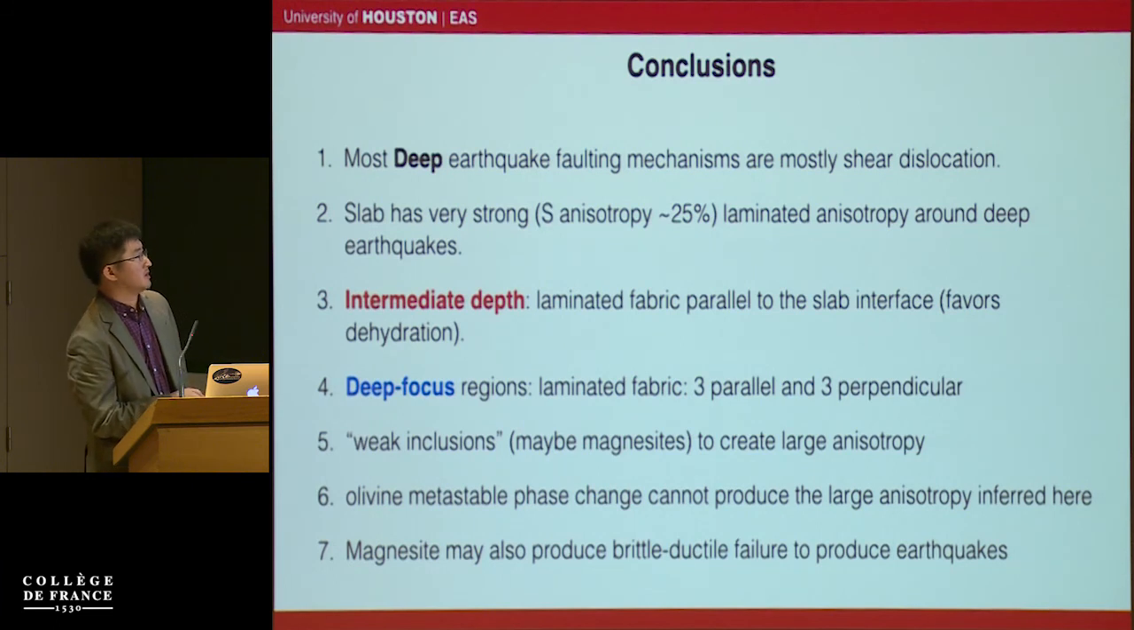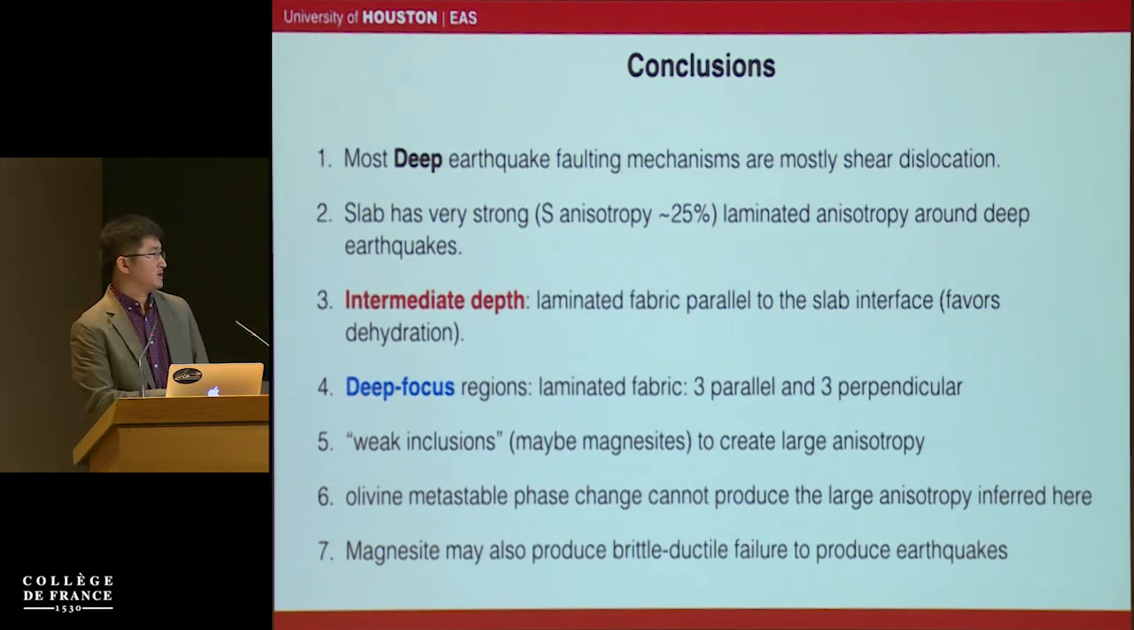One candidate is magnesite. Olivine metastable phase cannot produce large anisotropy. Again, because of this ductile to brittle transition, I think it's a good candidate to generate deep earthquakes.